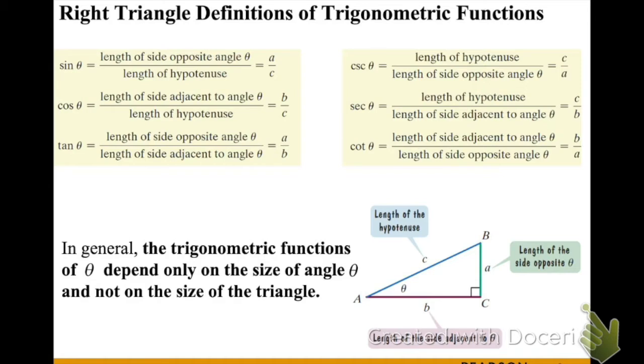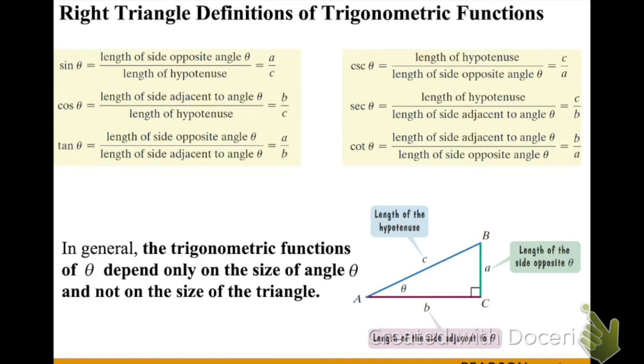I labeled my angles as capital A, capital B, and capital C. And you'll notice that capital A is across from lowercase a, capital B is across from lowercase b, and capital C is across from lowercase c. Capital C will always be your 90-degree angle. So we define our trig functions in terms of these sides: opposite, adjacent, and hypotenuse.